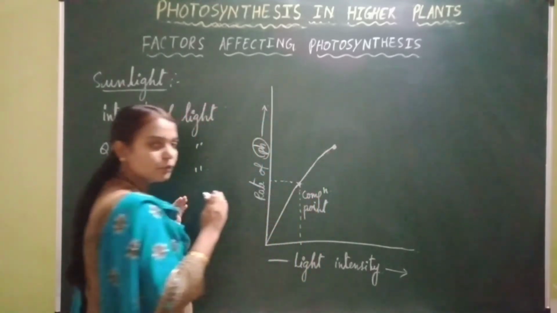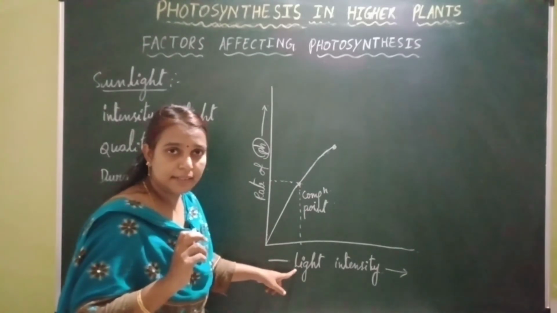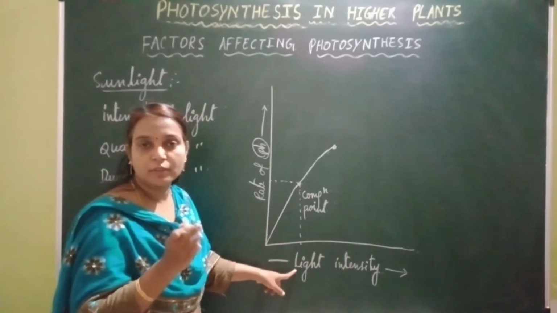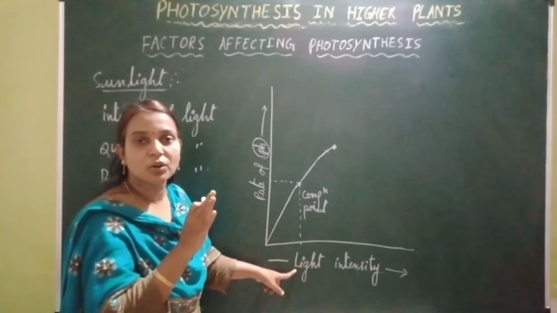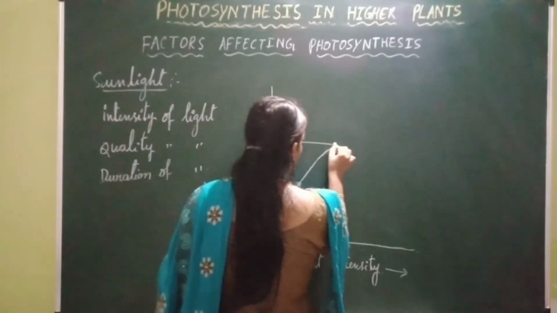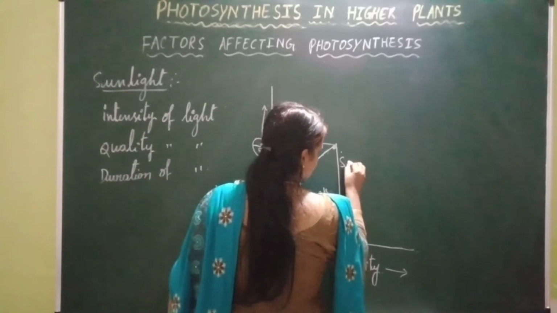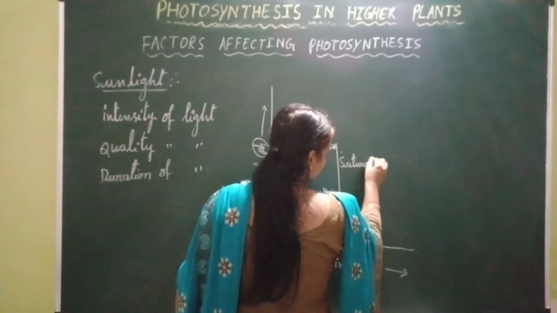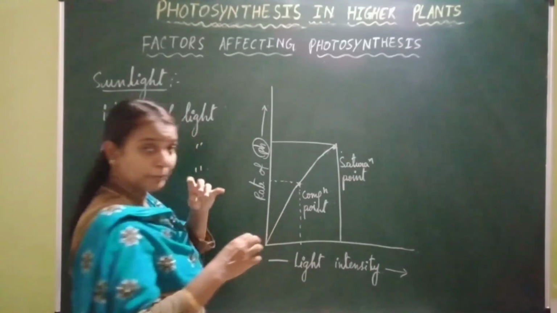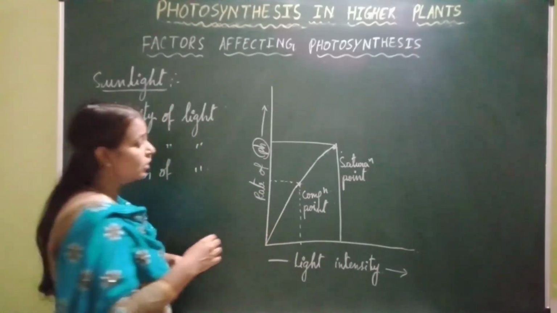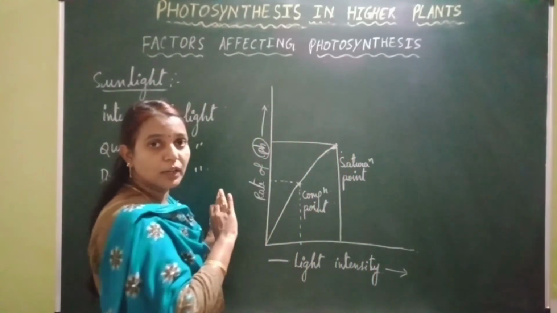At one point the rate of photosynthesis reaches its maximum. The value of light intensity at which the rate of photosynthesis reaches maximum is called the saturation point. So this is the saturation point, and this is the maximum rate of photosynthesis. After this point, if the light intensity goes on increasing, the rate of photosynthesis will not increase.